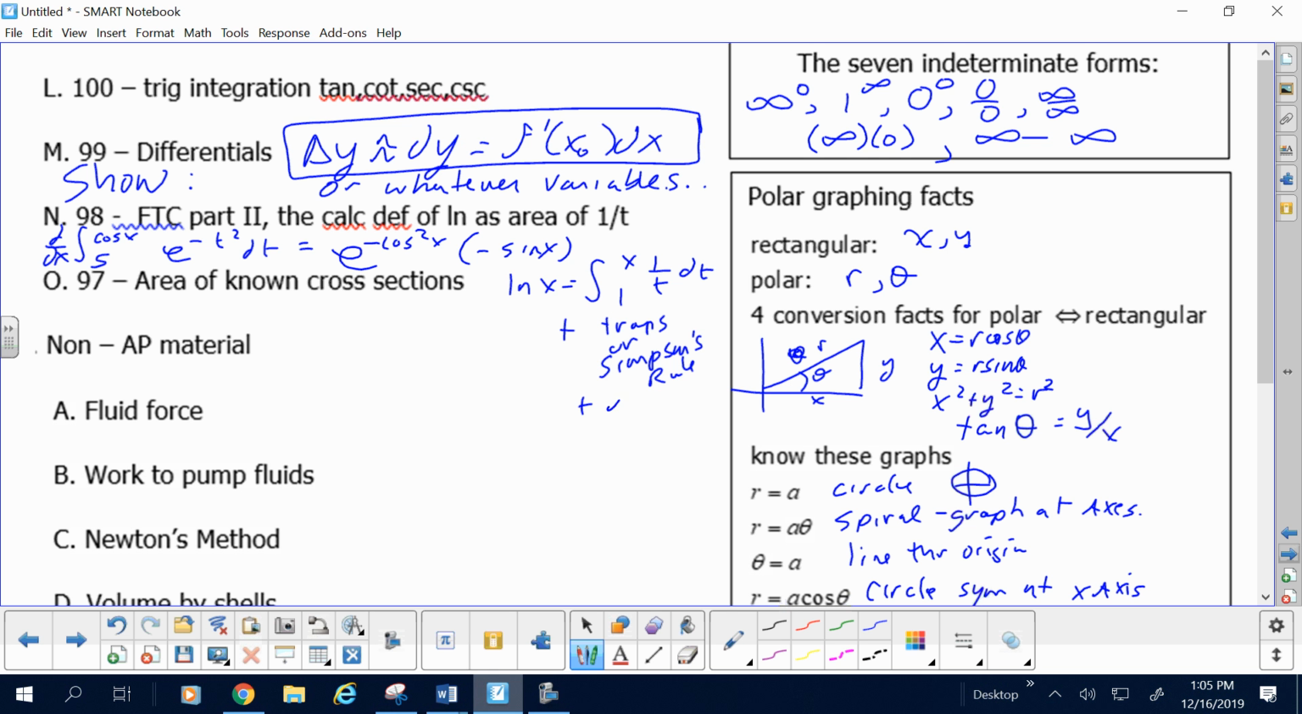And error bound. I will give you the error bound formula. You do not have to memorize it. Okay? Area of known cross sections.